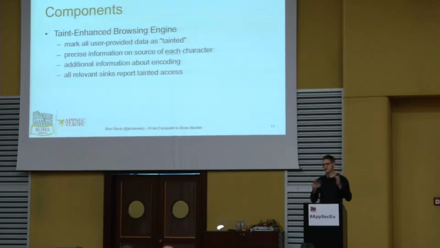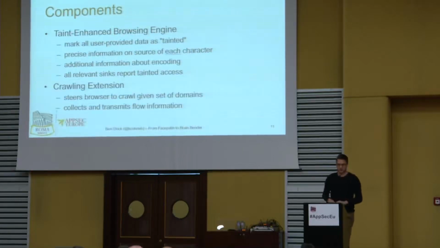That means if there is any string anywhere, either in the JavaScript engine or in the DOM, we can say specifically which of those characters in a string originated from a user and which originated from hard-coded source code. In addition, we store information on whether these were encoded by the built-in encoding functions of JavaScript. And we trace these data flows throughout the program. If a sink is then accessed, such as document.write or eval, we report this. On top of that, we use a crawling extension to steer the browser to crawl a given set of websites and collect and transmit all this data flow information to store it in a central database.